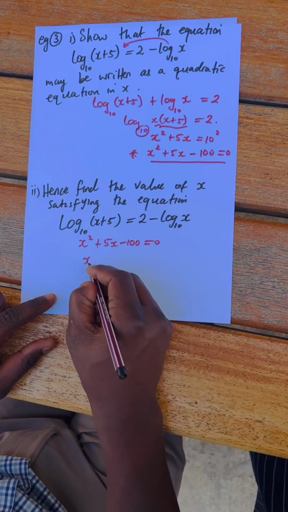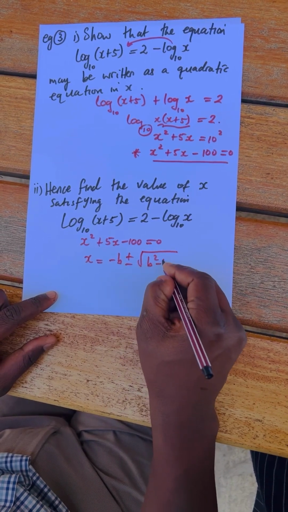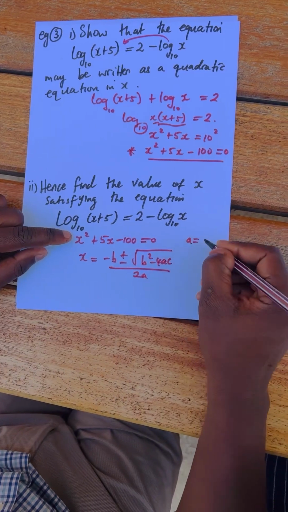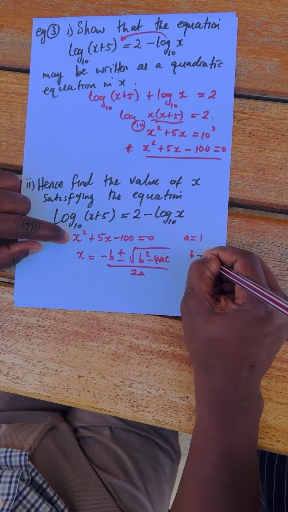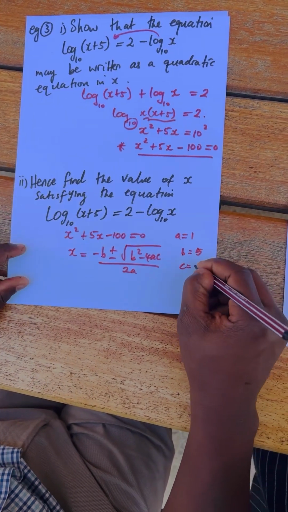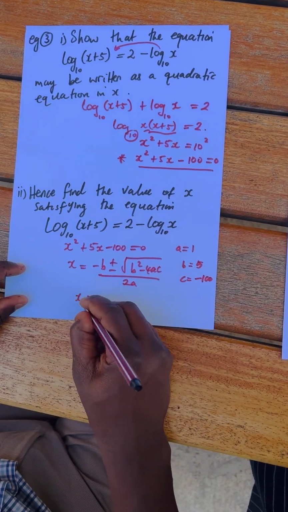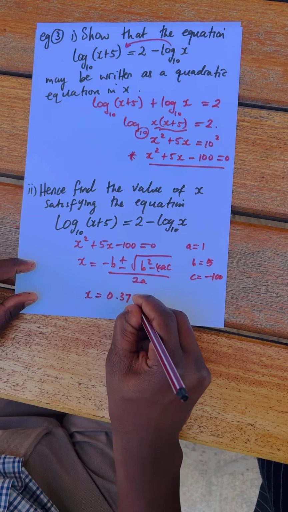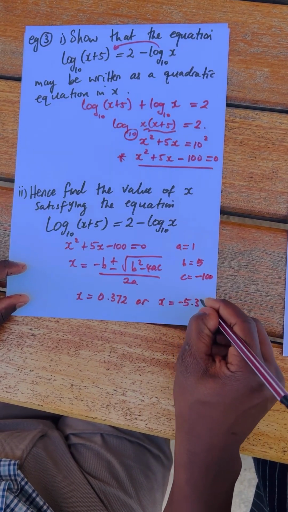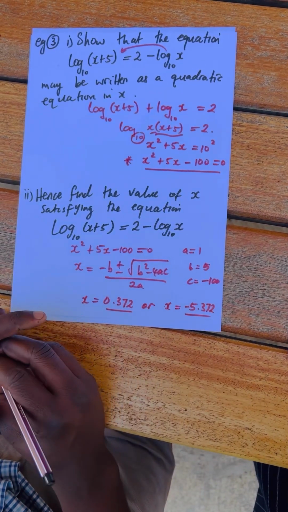Right. Here we can apply the quadratic formula, minus b plus or minus the square root of b squared minus 4ac, everything over 2a. We can see that our a, which is the coefficient of x squared, is 1. Our b, which is the coefficient of x, is 5. Our c, which is the constant term, is minus 100. If we do that, we get x equals 0.372 or x equal minus 5.372. So these are the two solutions that you are going to get. So this is my example 3.